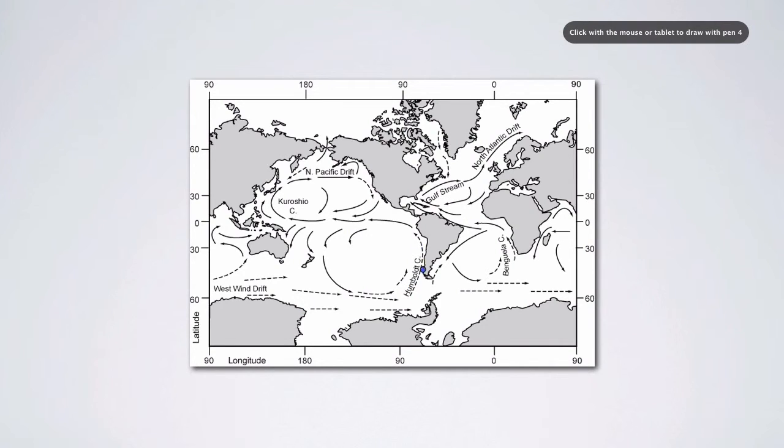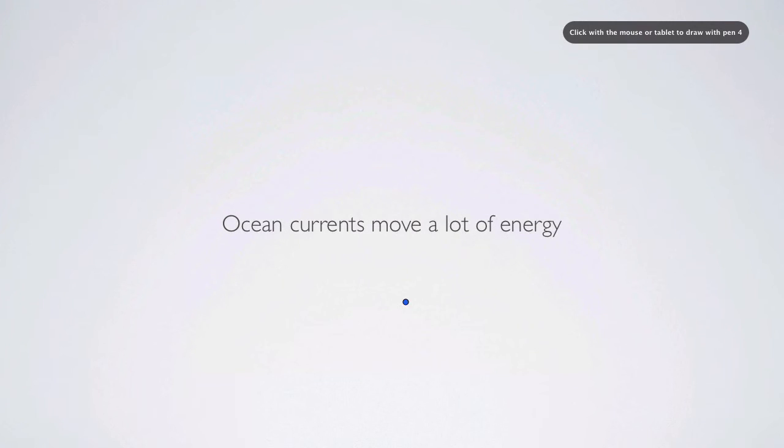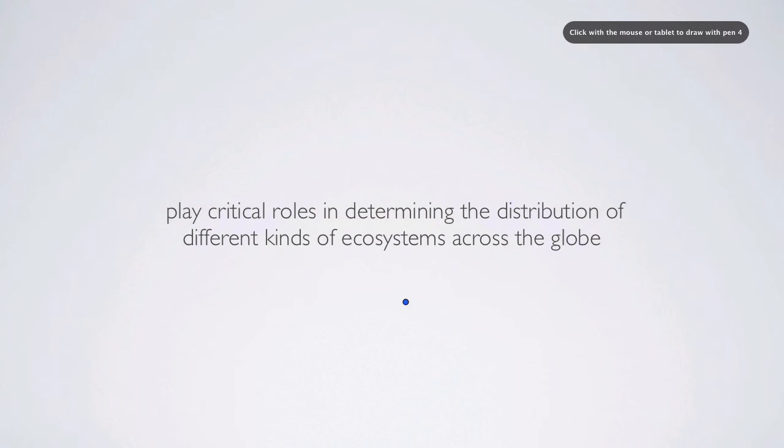In contrast, the Humboldt current is a cold current, and that works its way along the western part of South America. And because these waters are cold, they evaporate a lot less water, and these areas are much drier than you would have expected based on their latitude alone. So, ocean currents move a lot of energy, and they play critical roles in determining the distribution of different kinds of ecosystems across the globe.